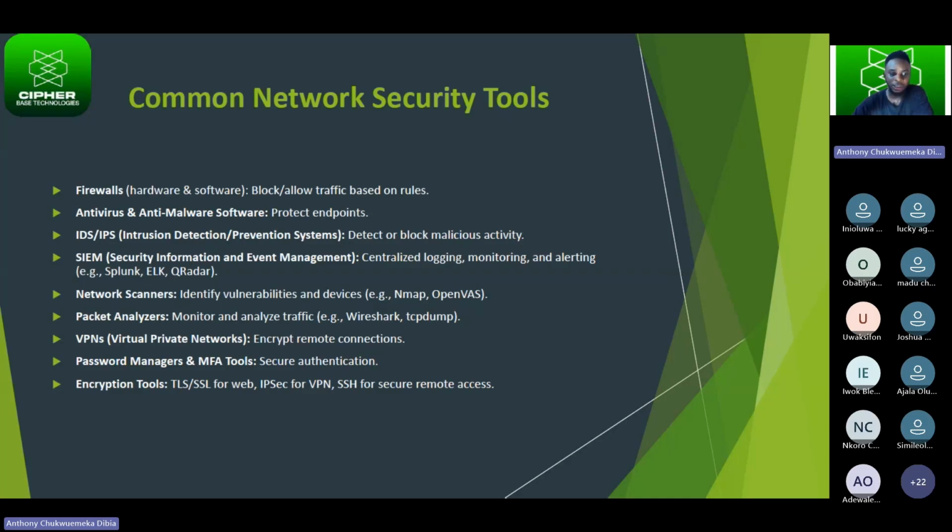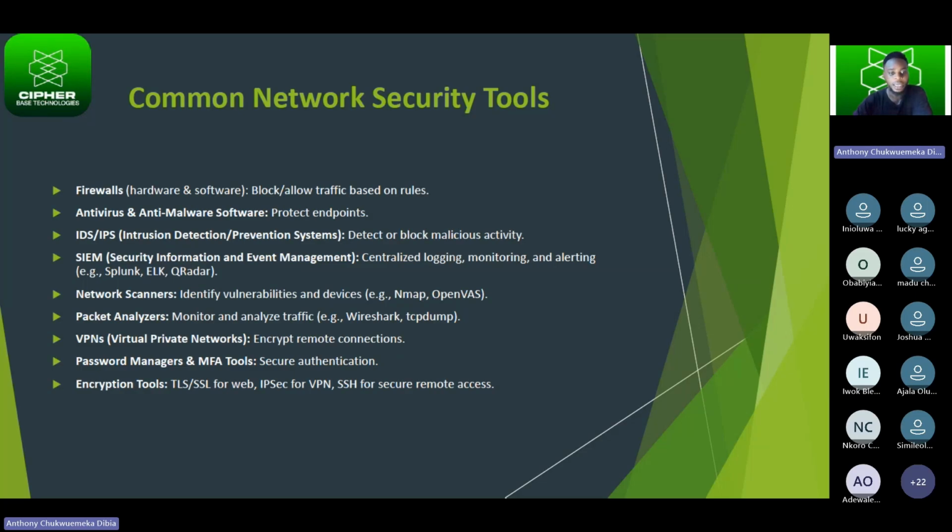The next one is packet analyzers. They monitor and analyze traffic. For example, we have Wireshark and we have TCPDump. If time permits, I would show you that too. Wireshark is what we use to analyze packets. That is how you know how packets are moving on a network.